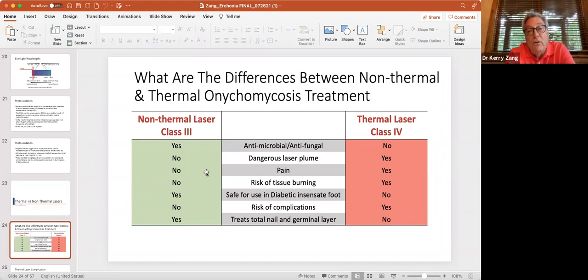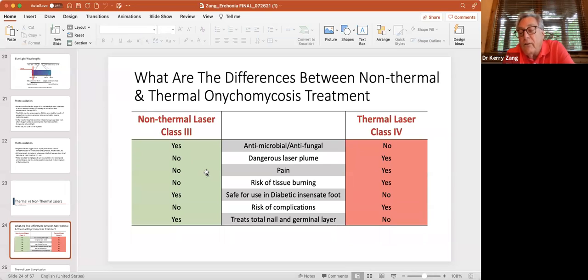But if any of you have been there, you can actually smell the plume. You smell the plume, you're playing Russian roulette. So you have none of that with the non-thermal laser. You have it with the thermal laser. There is no antimicrobial or antifungal physiologic benefit with the hot lasers as there is with the cold lasers.